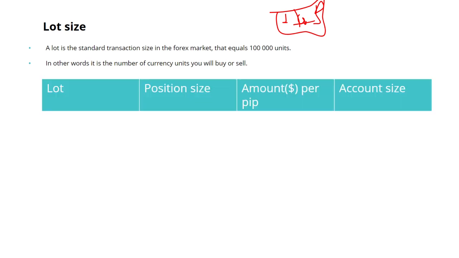Right, so we have different lot sizes, and position size, and the amount that you gain per pip based on the lot size, and the account size you should be using with that lot size, right? So first of all, we have the standard lot size, which is 1.0. And in this case, if the market moves in your way by a pip, you're getting $10 per pip. But if it goes against you by 1 pip, it simply means you have lost $10, or you're in drawdown, negative $10. And the account size for this is actually $10,000.